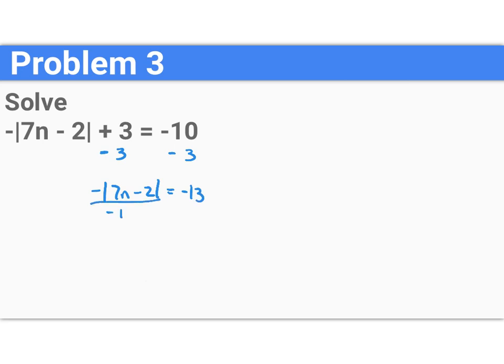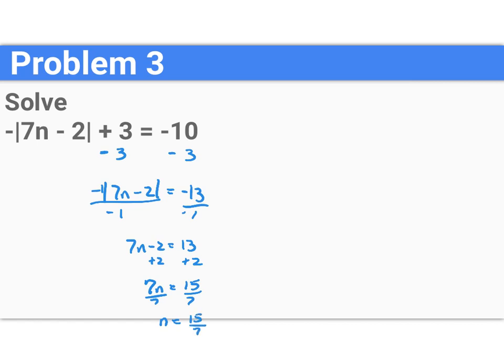We divide both sides by negative 1, because this negative means negative 1 times. So we get the absolute value of 7n minus 2 equals a positive 13. We have to add 2 to both sides. We get 7n equals 15. And we divide by 7. And n will equal 15 over 7.